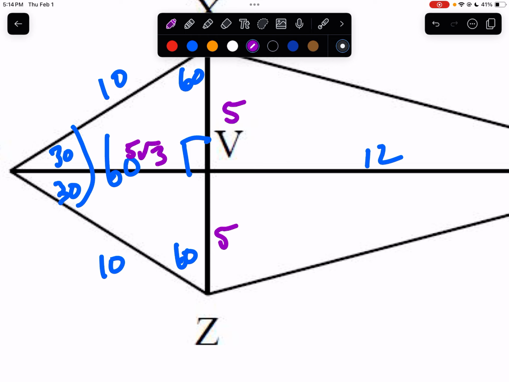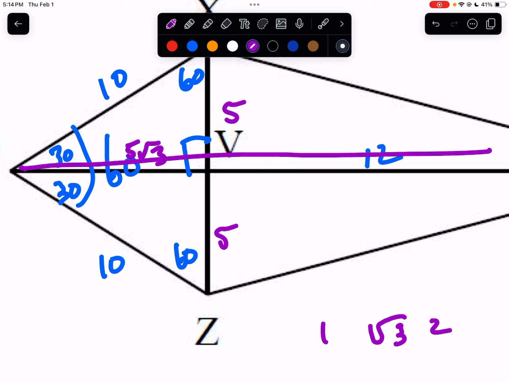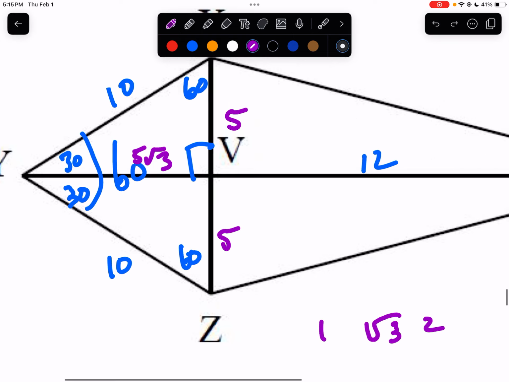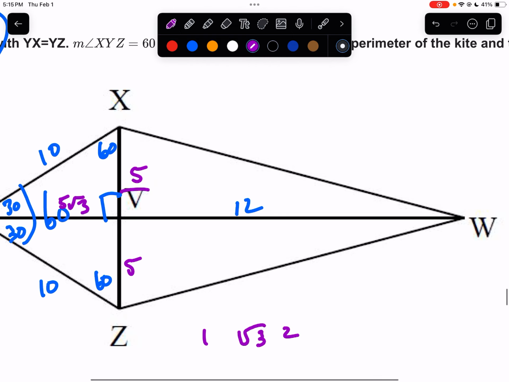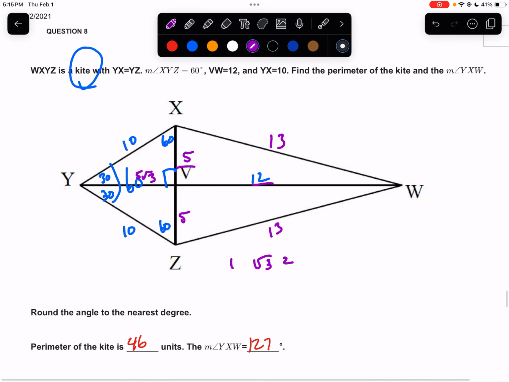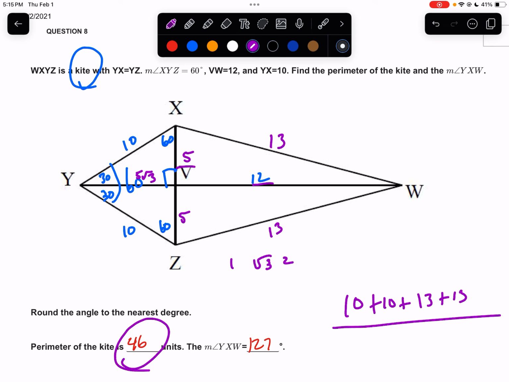How do I know all these things? Well, 30, 60, 90 rules. 1, root 3, and 2. Divide by 2 times root 3. That's how I knew those. This is a line of symmetry, so these two things have to be equal. You got to know your kite rules. All right, and if this is 5 and this is 12, then I know that these are going to be 13. Oh, that's pretty cool. So what's the perimeter? The perimeter is going to be 10 plus 10 plus 13 plus 13, 46.